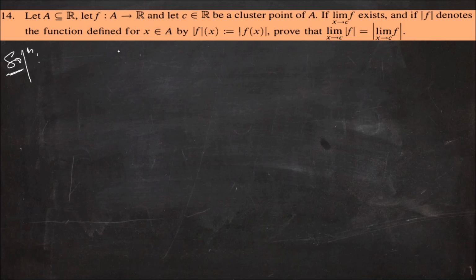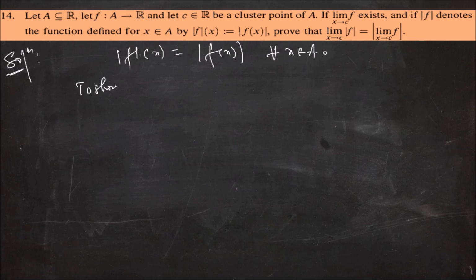So |f|(x) is defined as |f(x)| for all x in A. To show: the limit as x tends to c of |f| is equal to the modulus of the limit as x tends to c of f.